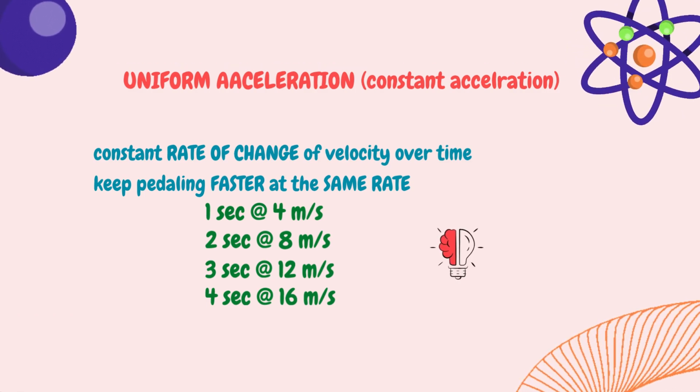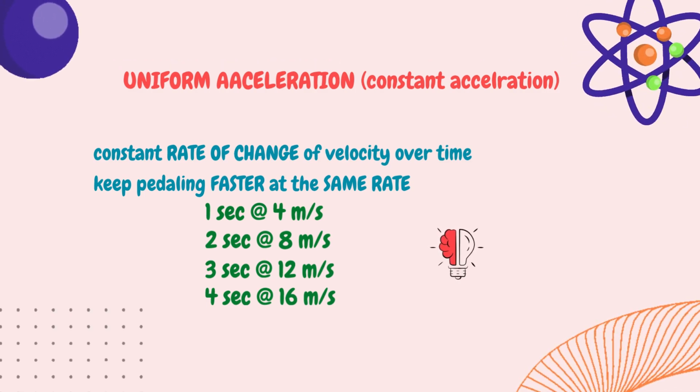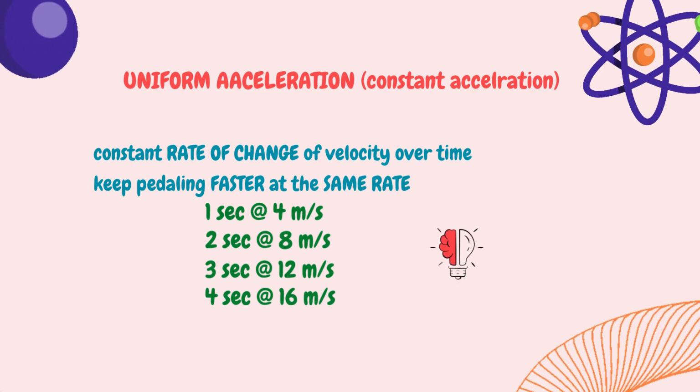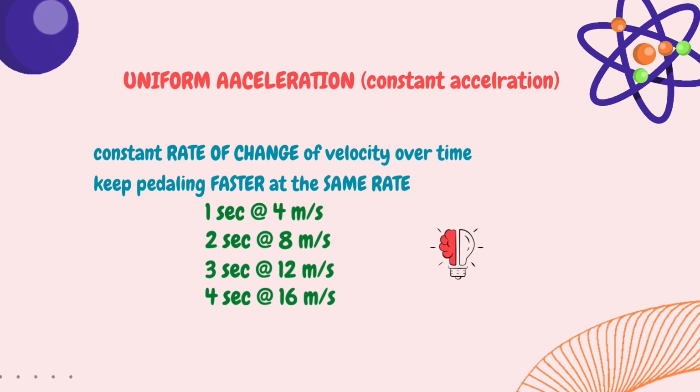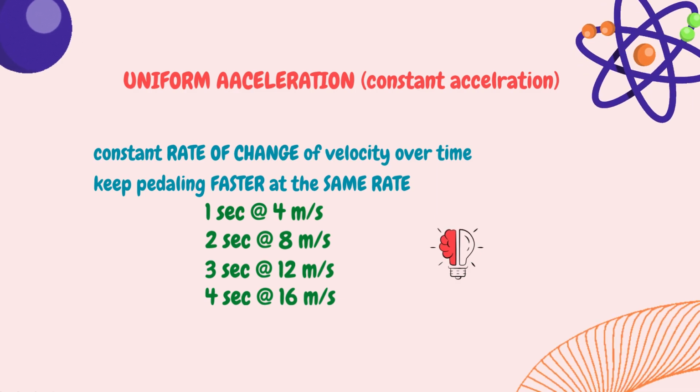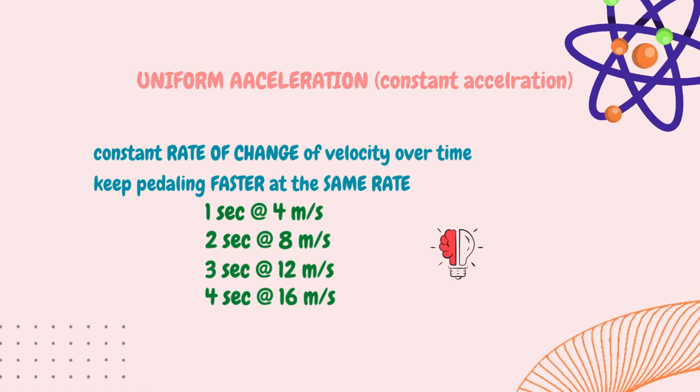Did you know? The fastest land animal, the cheetah, accelerates from 0 to 100 kilometers per hour in just 3 seconds. That's an acceleration of nearly 9.3 meters per second squared, more than double what most sports cars can achieve.